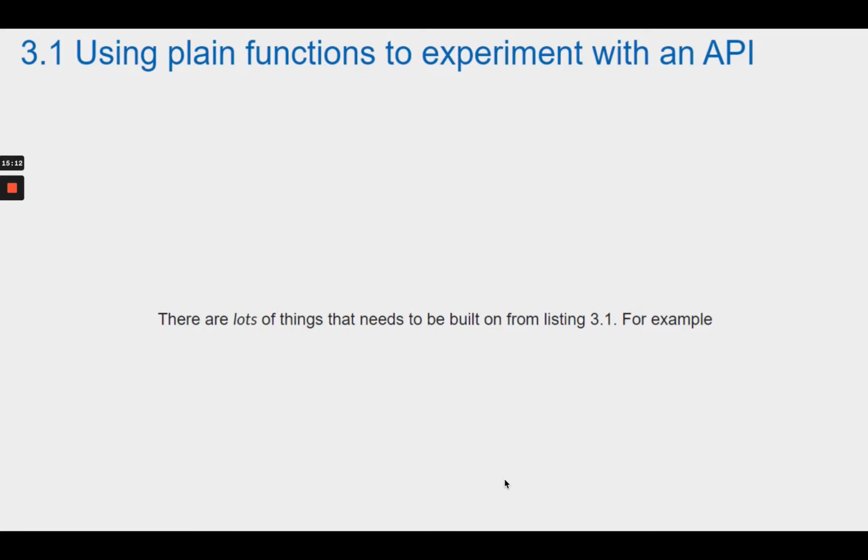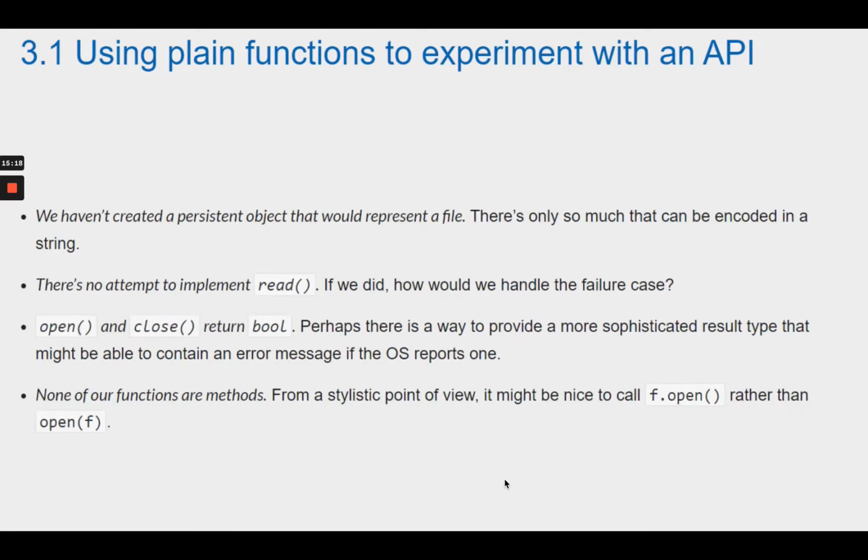There are lots of things that need to be built on from listing 3.1. For example, we haven't created a persistent object that would represent a file. There's only so much that can be encoded in a string. There's no attempt to implement read. If we did, how would we handle the failure case?